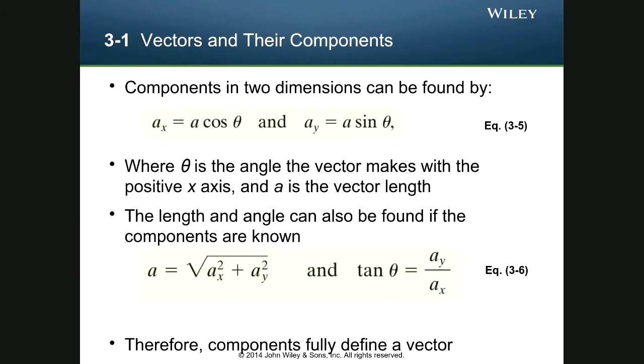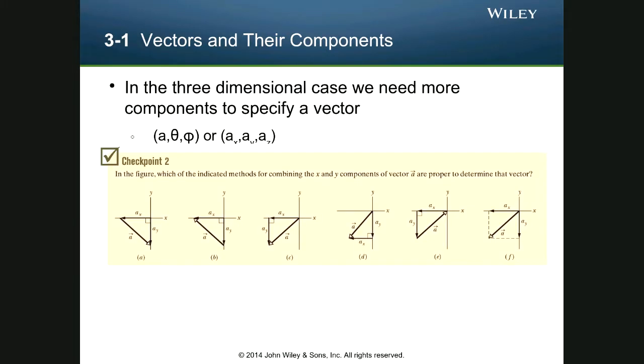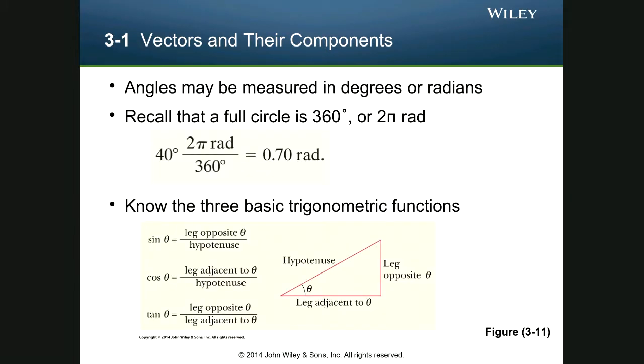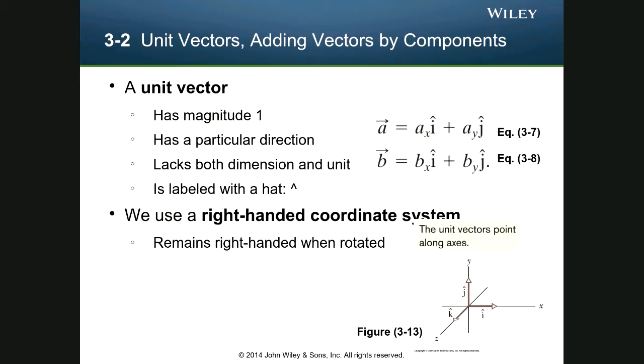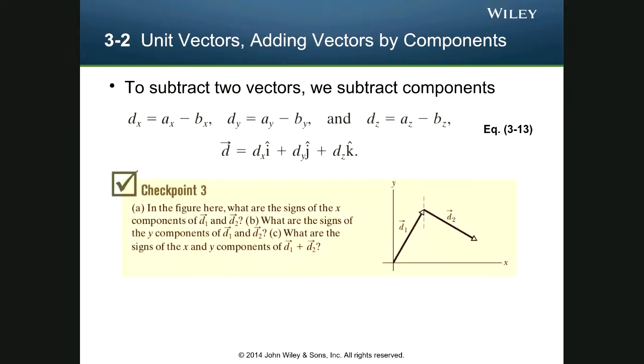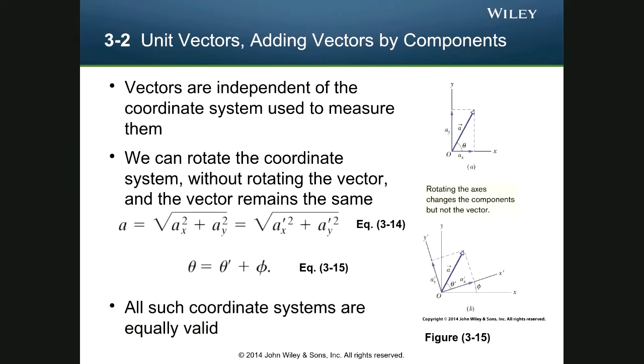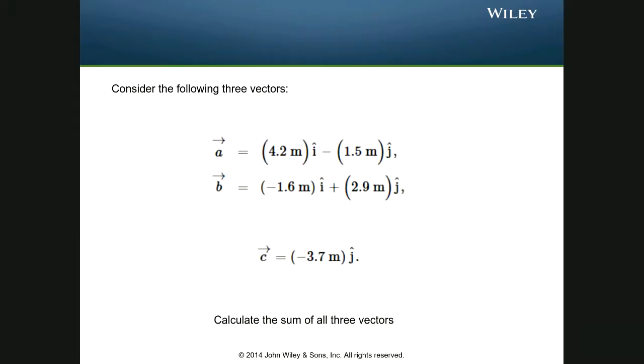We're going to start an example. So let's go to our example. Basically, the example is: consider the following three vectors. These three vectors here, you have A, B, and C.